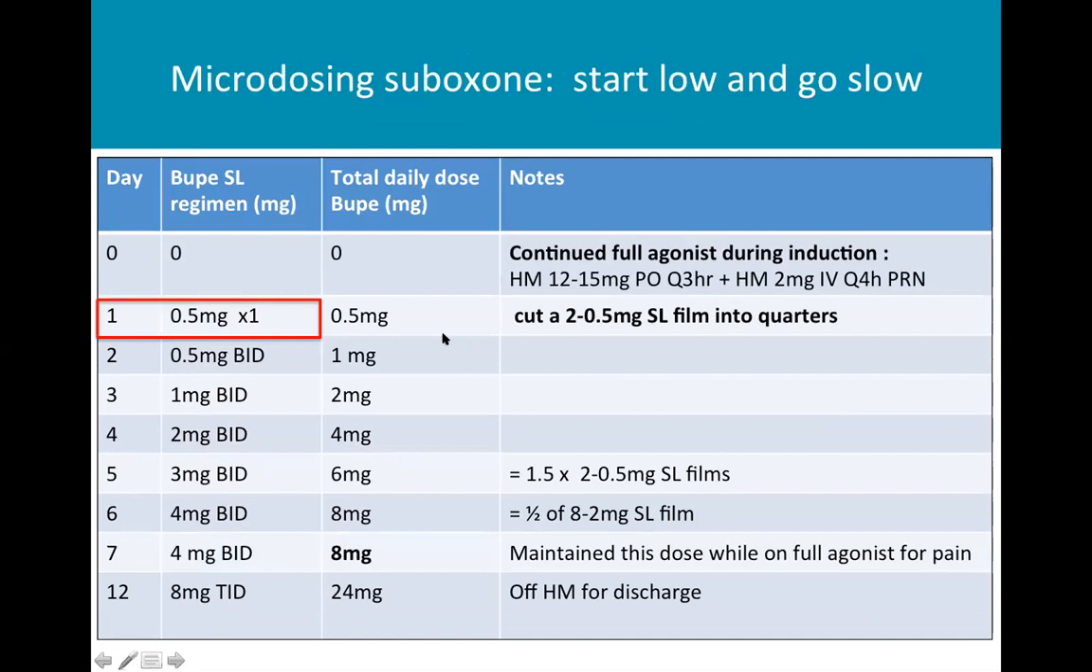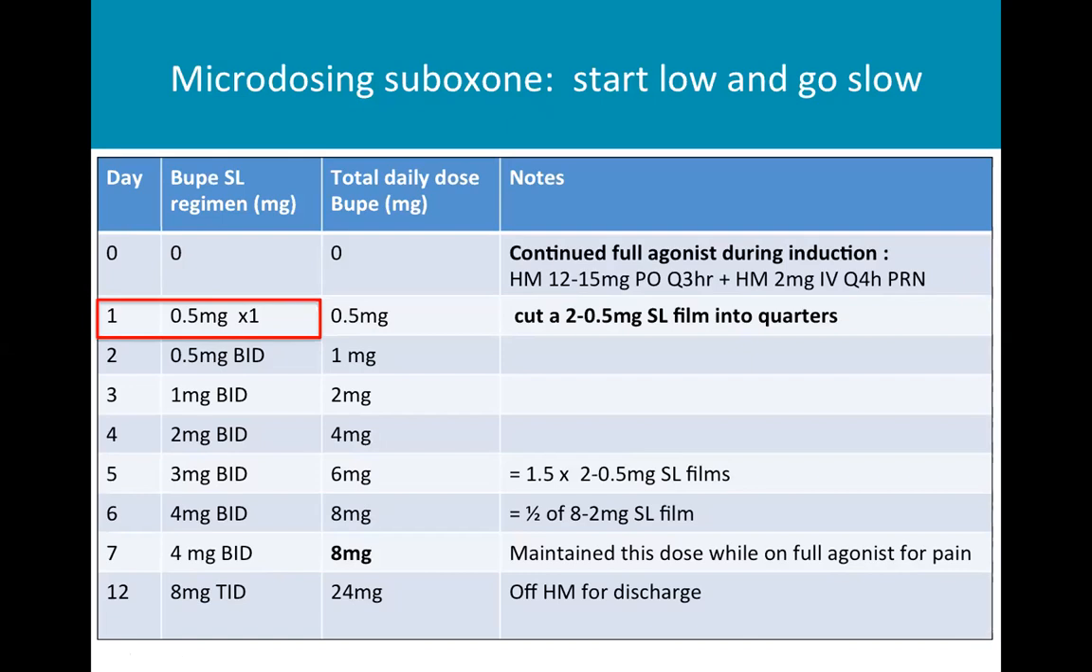This is the regimen that they were on. And it's actually the regimen that has now become the standard regimen at MGH, such that there's an EPIC order set actually detailing this microdosing schedule. So she was started on 0.5 milligrams of Suboxone on day 1, and then continued on the full agonist regimen for the duration of the bridge, right?